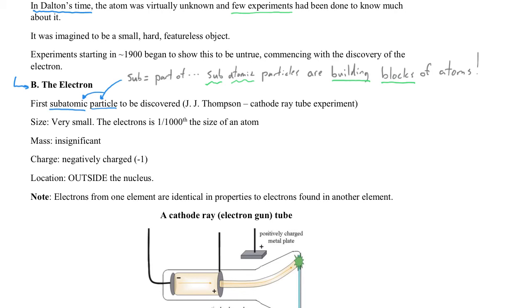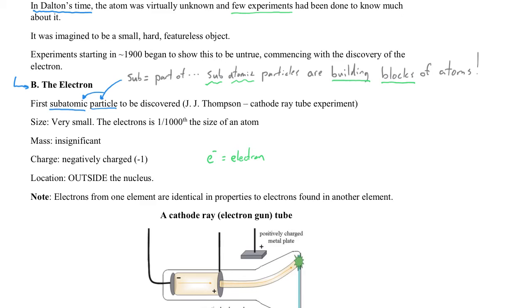Now, what are these electrons like? Well, it turns out they're very, very, very small. They're 1/1000th the size of an atom. Their mass is very insignificant. In fact, when we add up the entire mass of the atom, we don't usually even include the mass of the electrons. Now, a very important property of electrons is the fact that they are charged.